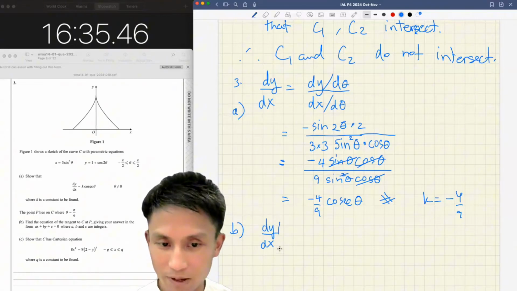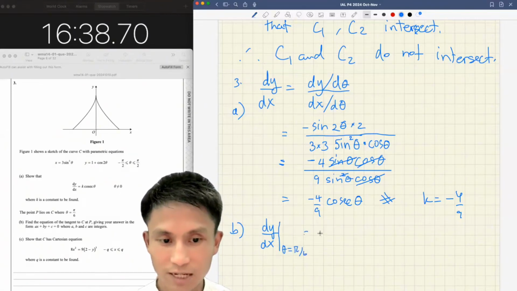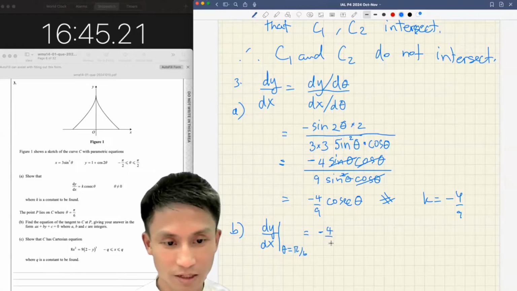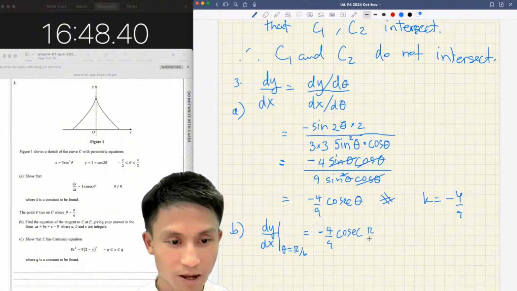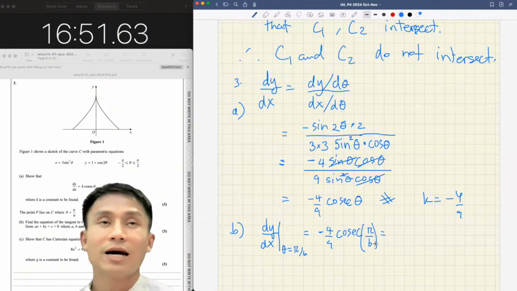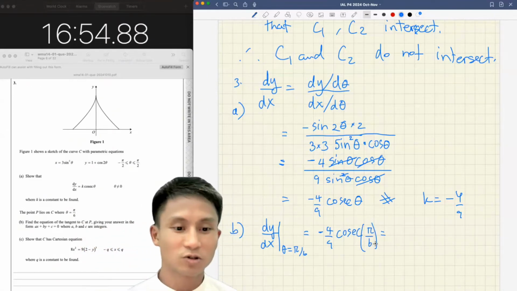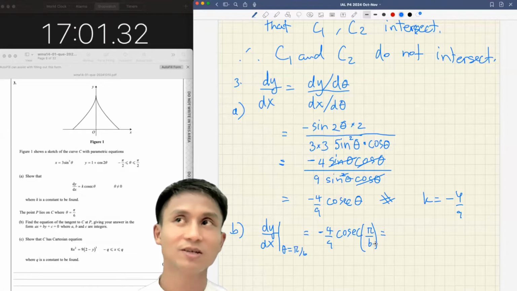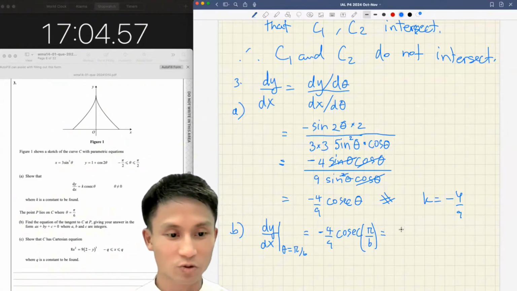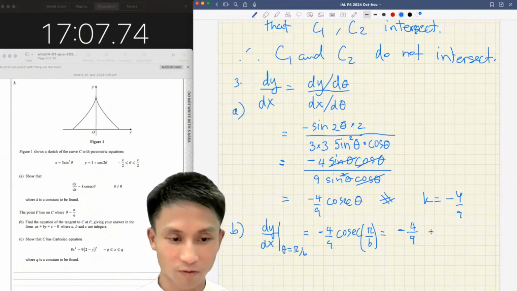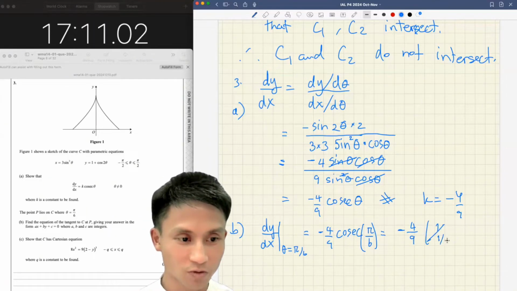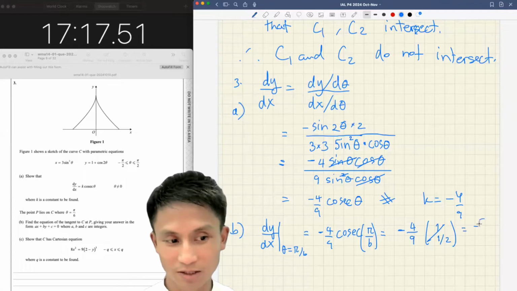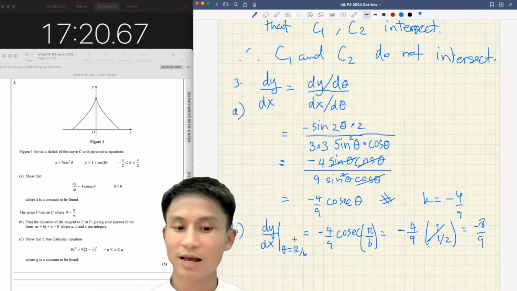Okay, but this is dy by dx when theta is pi over 6. So that's going to be equal to substituting to the form we got, because we already got the form in theta, so we should use it. Cosec pi over 6. Now, everybody knows that cosec is 1 over sine, but then sine pi over 6 is just sine 30 degrees, and sine 30 degrees is 1 over 2. So we have a 1 over 2 there, so it's like minus 4 over 9 and 1 over 2, guys, because we need to make it 1 over sine, right? So that would become a 2, so that is minus 8 over 9. Yeah, just do the math there.